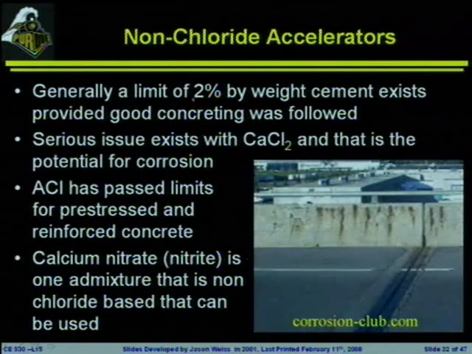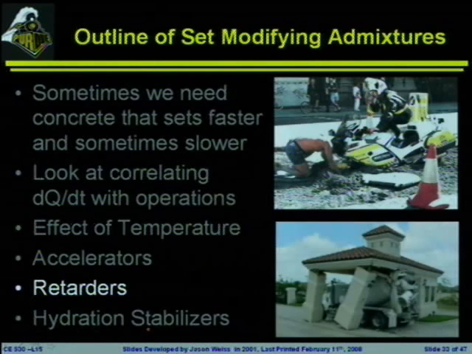Now, I mentioned that chloride shouldn't be used when we've got steel. There are non-chloride-based accelerators. Typically, these will be used in pre-stressed and reinforced concrete, and ACI has limits for using these. One of these is something like a calcium nitrate or nitrite. It's very common. It's a non-chloride based accelerator that can be used. You'll also find that the nitrates or nitrites are going to be used in corrosion prevention or corrosion inhibitors later on, so we'll see that coming up.